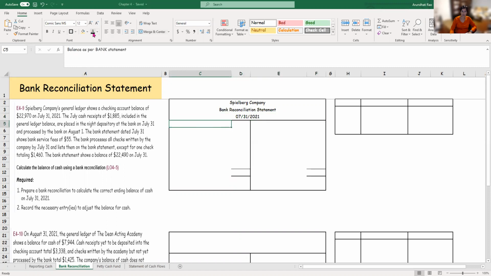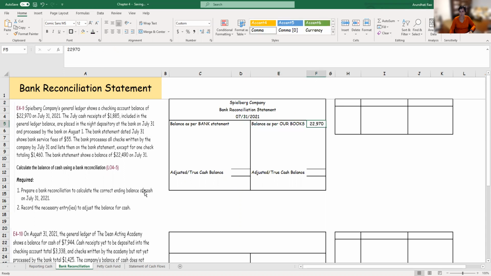Now I can go ahead and write down this basic information over here, that on both sides the end goal is to find the adjusted or the true cash balance. Either word is acceptable. We have balance as per the bank on one side and balance as per books on the other side. However you present it on the left and right hand side doesn't matter. Just be consistent so you remember it. So to start with, they say that the general ledger says that we have $22,970. So that's what our books say we have, $22,970. So I put that number there.